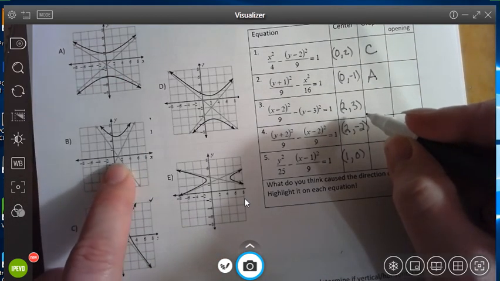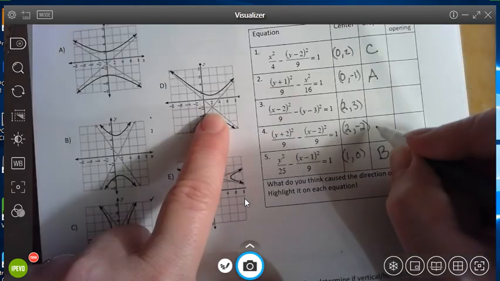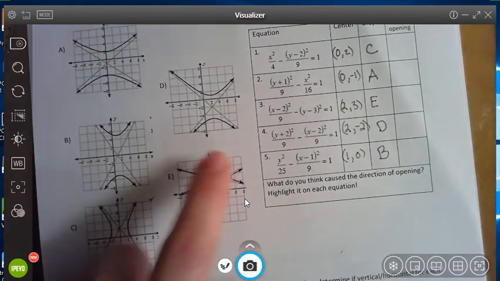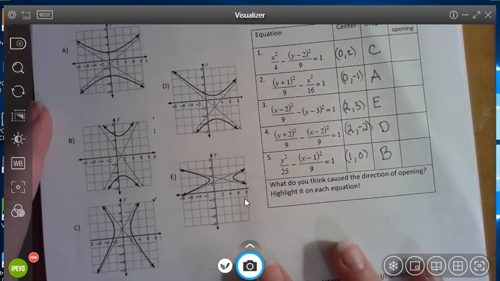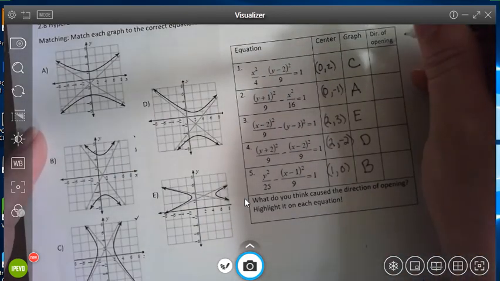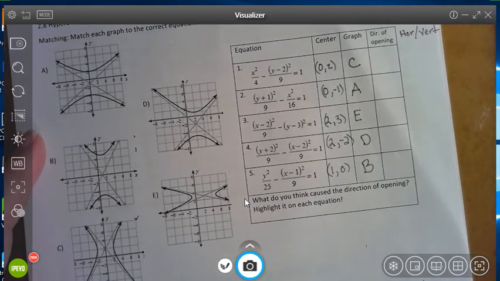B is out 1, up 0. Oh, that's number 5. And D is 2, -2. Oh, there you go. D. And E is the one in the middle. Okay, then I gave them time and I said, go through and see if you can figure out the direction of opening. Now, I mean horizontal versus vertical. Okay, so we'll use H or V.